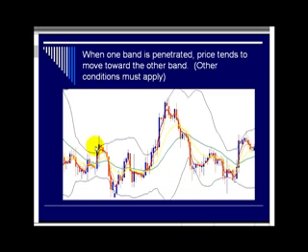So here's an example. When one band is penetrated, price tends to move toward the other band. Here the band was pierced, here the other band was pierced, and it moved up and pierced this band, and it moved down and pierced this band. It didn't make it up to pierce the other band, came down and pierced this band again, and then it went up and pierced the top band. What's the nature of this market right here? Choppy market, not a trend.